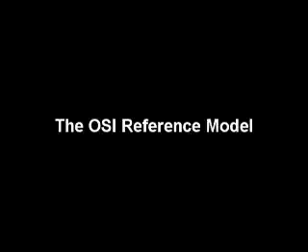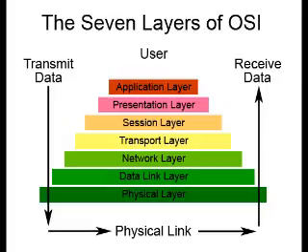The OSI reference model is a set of standards that most networks follow. If these standards didn't exist, then many networks would not be able to communicate with each other. The model goes from layer 7, the application layer, down to layer 1, the physical layer, and then back up again to layer 7. The process of going from layer to layer is called encapsulation.